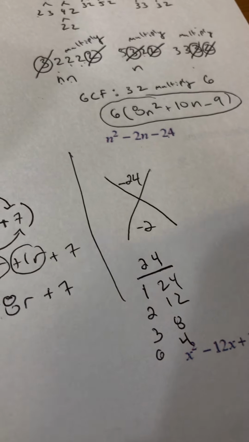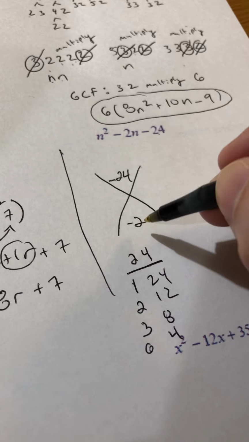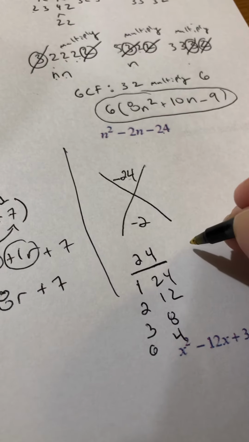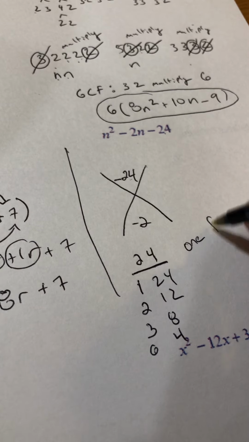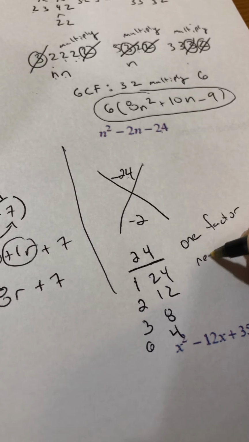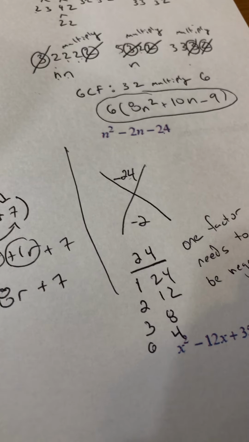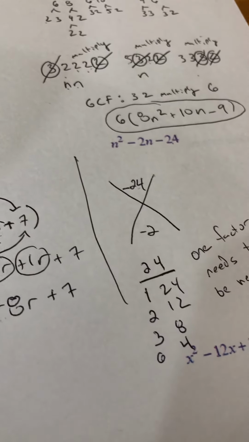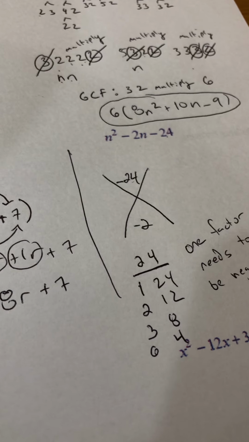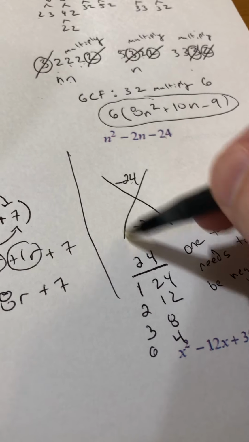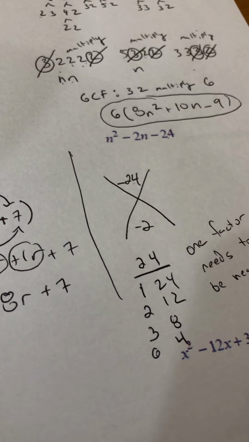Now we need to figure out which ones will add to give us negative 2. Since they're multiplying to get a negative, that means one factor needs to be negative. So we know one of these numbers will be negative and one of them will be positive. Then I look at the addition and say, that's how far apart the 2 numbers need to be.